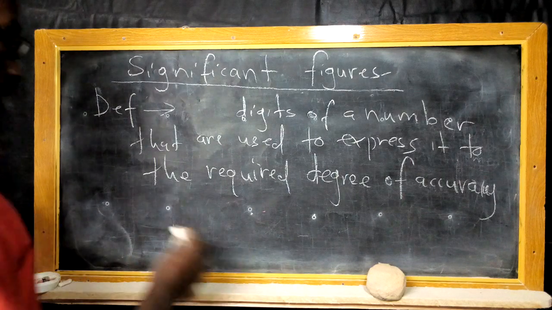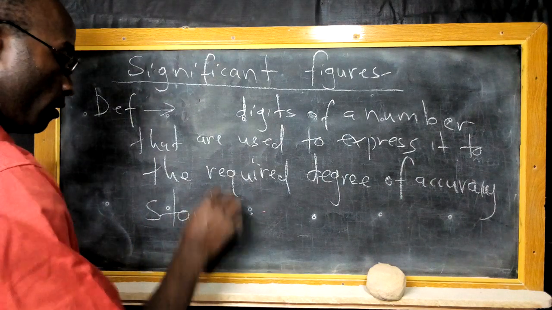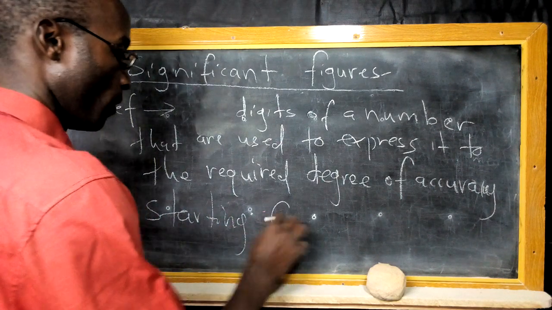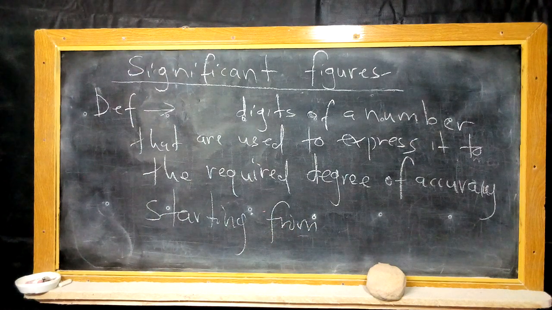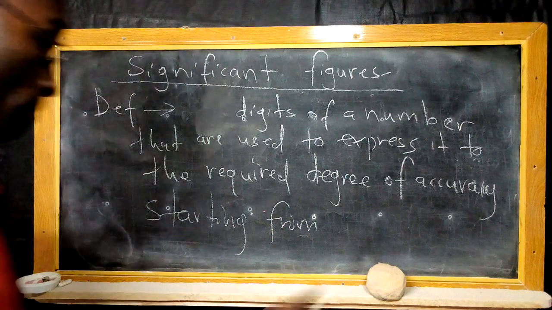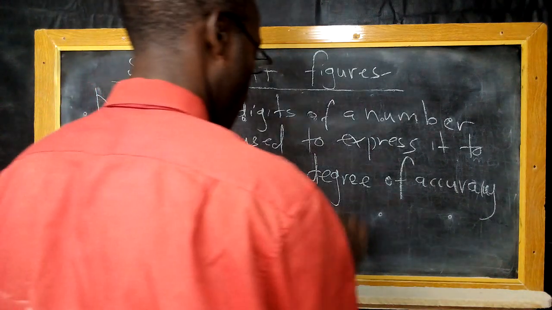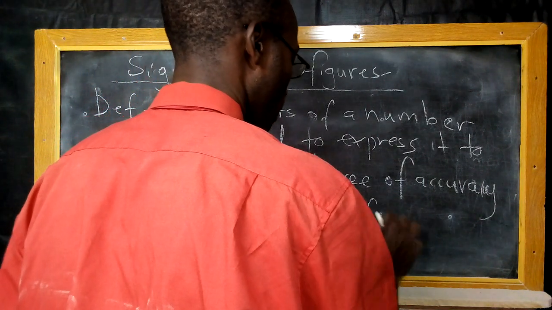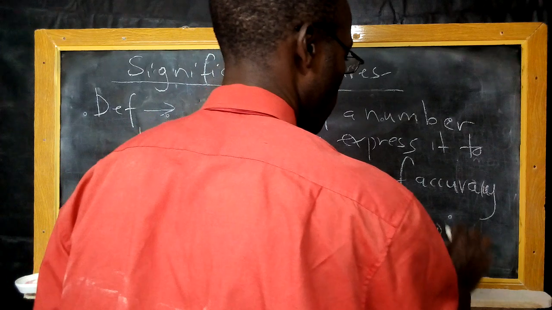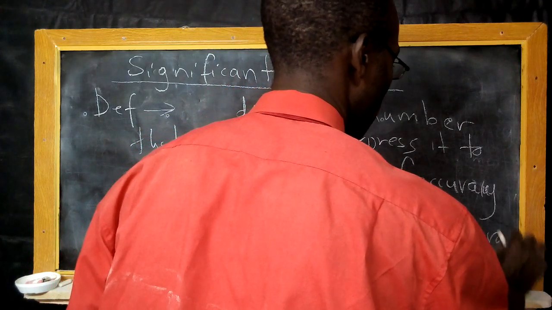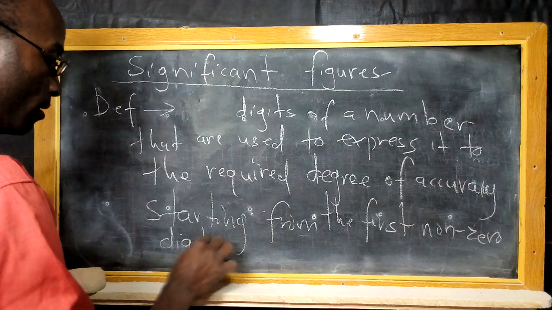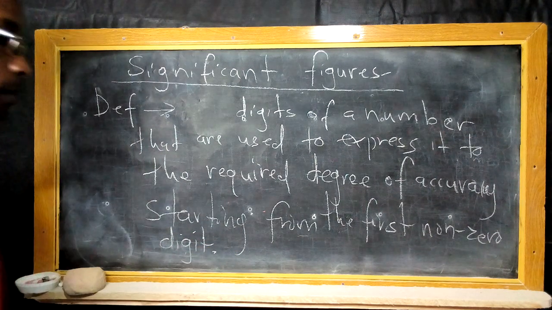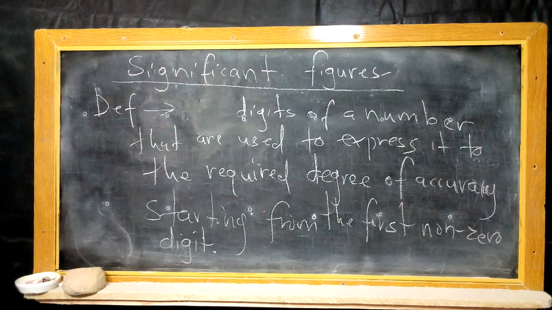So this one we can add, starting from the first non-zero digit. There's a reason why we have added the last statement, of course, because of decimal fractions, which we need to express in significant figures.